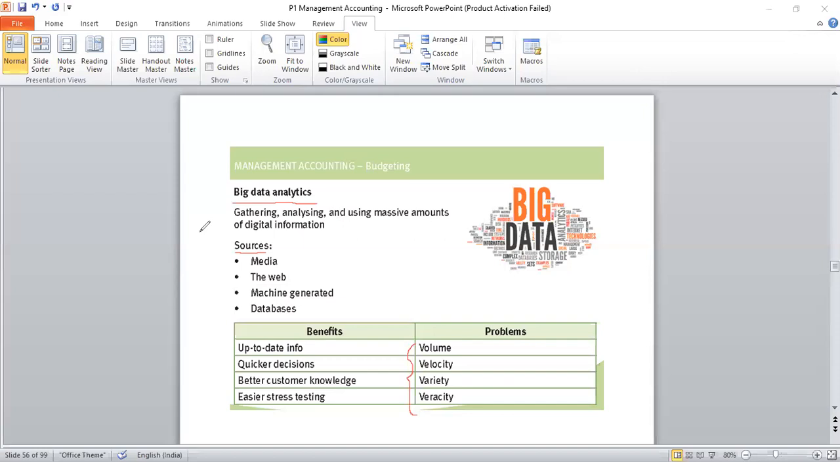Then better customer knowledge, the variety. We've discussed that it is not just one standard type of data, but from multiple sources, various ways, wherever data is available, all that data is taken up for consideration. So with variety of data, they get to understand the customer, and the customer knowledge is known better. Okay, variety of data.